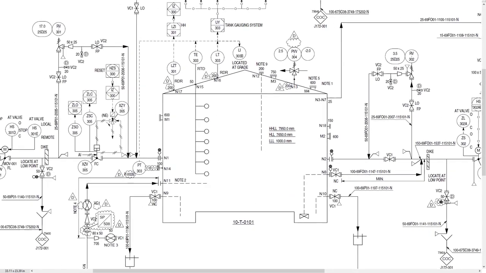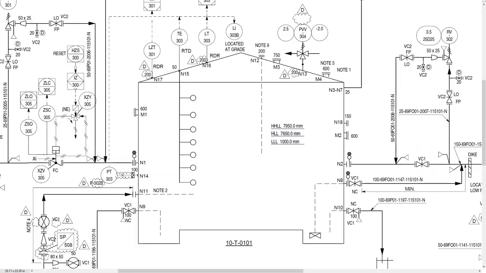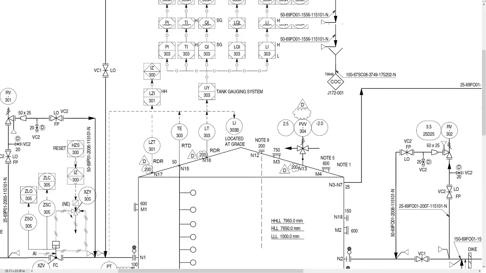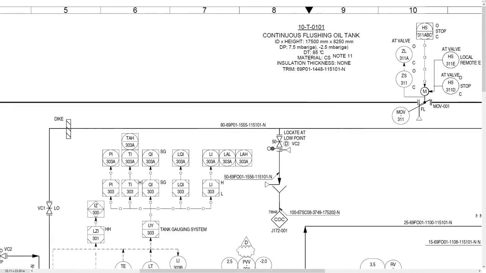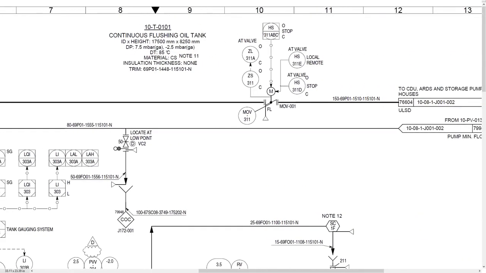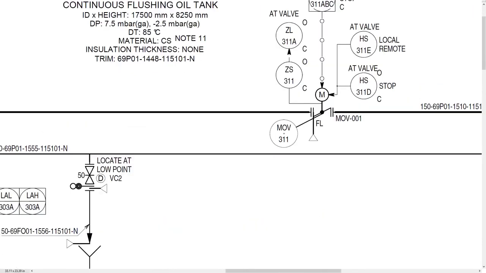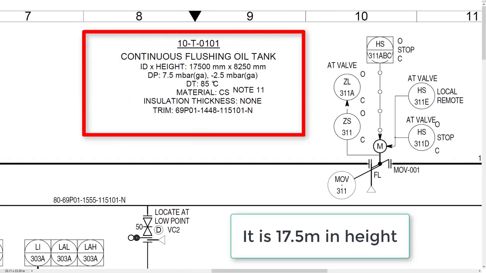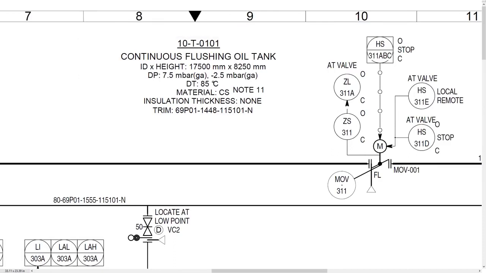As you can see, this is the fixed roof tank. On the top of the P&ID, you can see the detail of each of the equipment shown in the drawing. Let's see the detail of the tank. The tank is 7.5 meter in height and 8.25 meter in diameter. You can also see the operating pressure and temperature of the tank. The material of construction is carbon steel and there is no insulation.